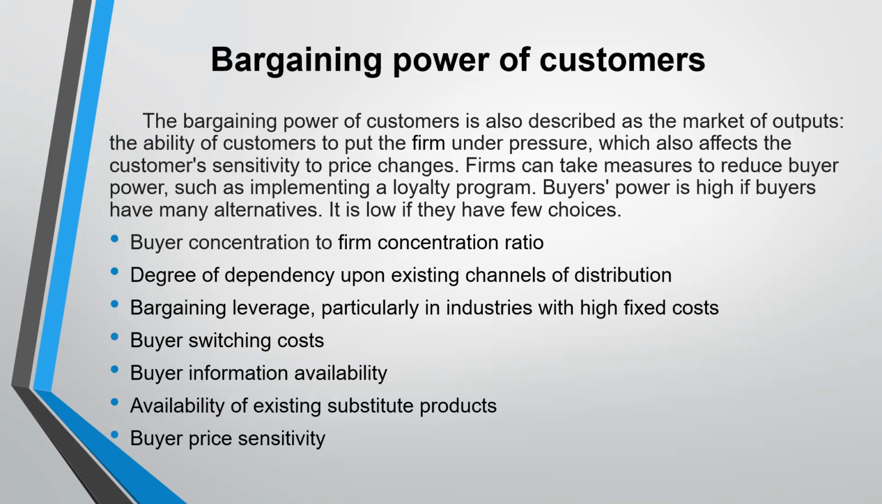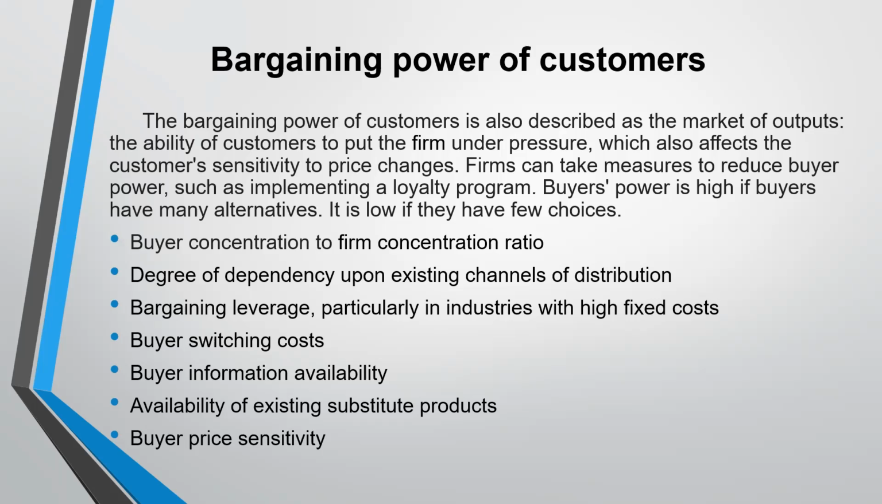Next is bargaining power of customers. The bargaining power of customers is also described as a market of outputs. It is the ability of customers to put the firm under pressure, which also affects the customer sensitivity to price changes. Firms can take measures to reduce buyer power, such as implementing a loyalty program. Buyers' power is high if buyers have many alternatives. It is low if they have few choices.